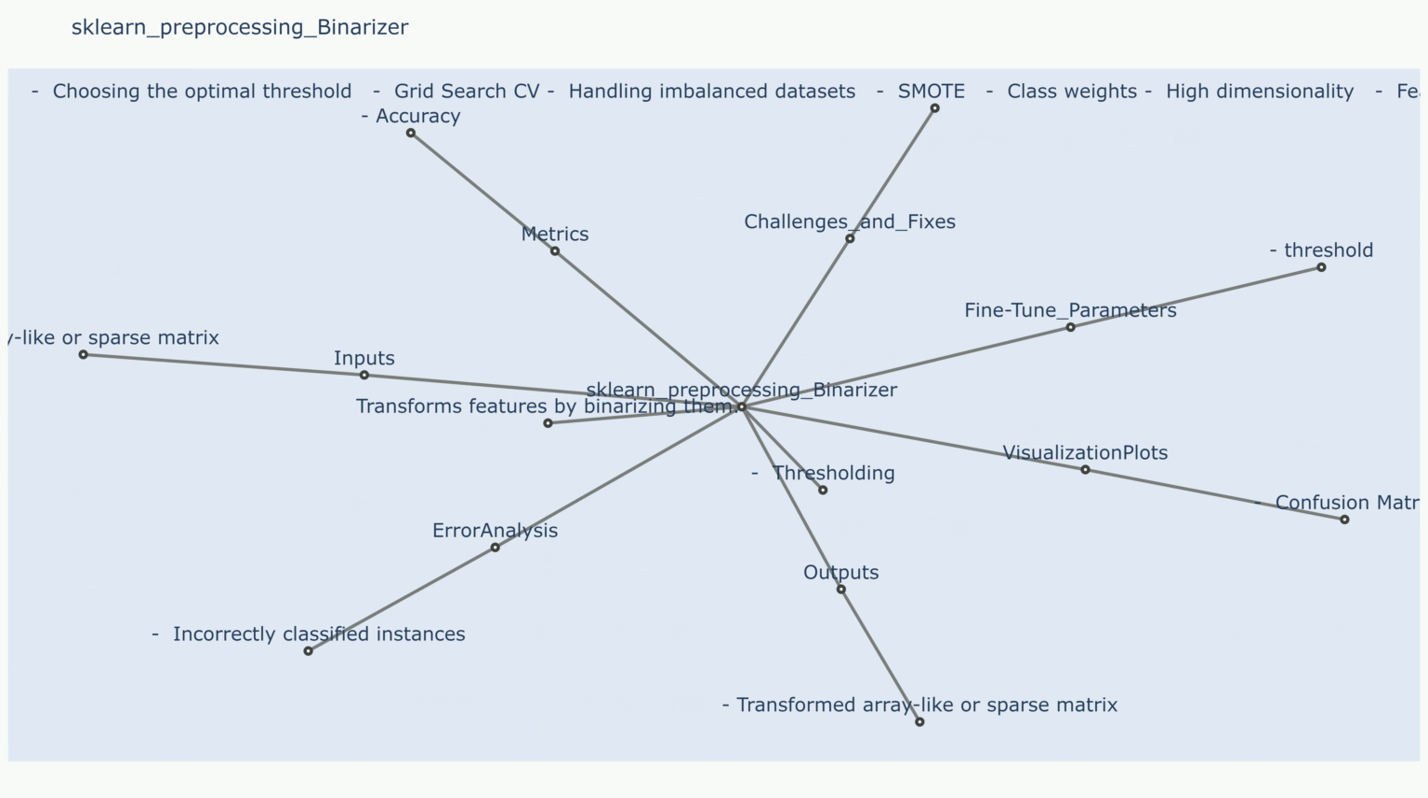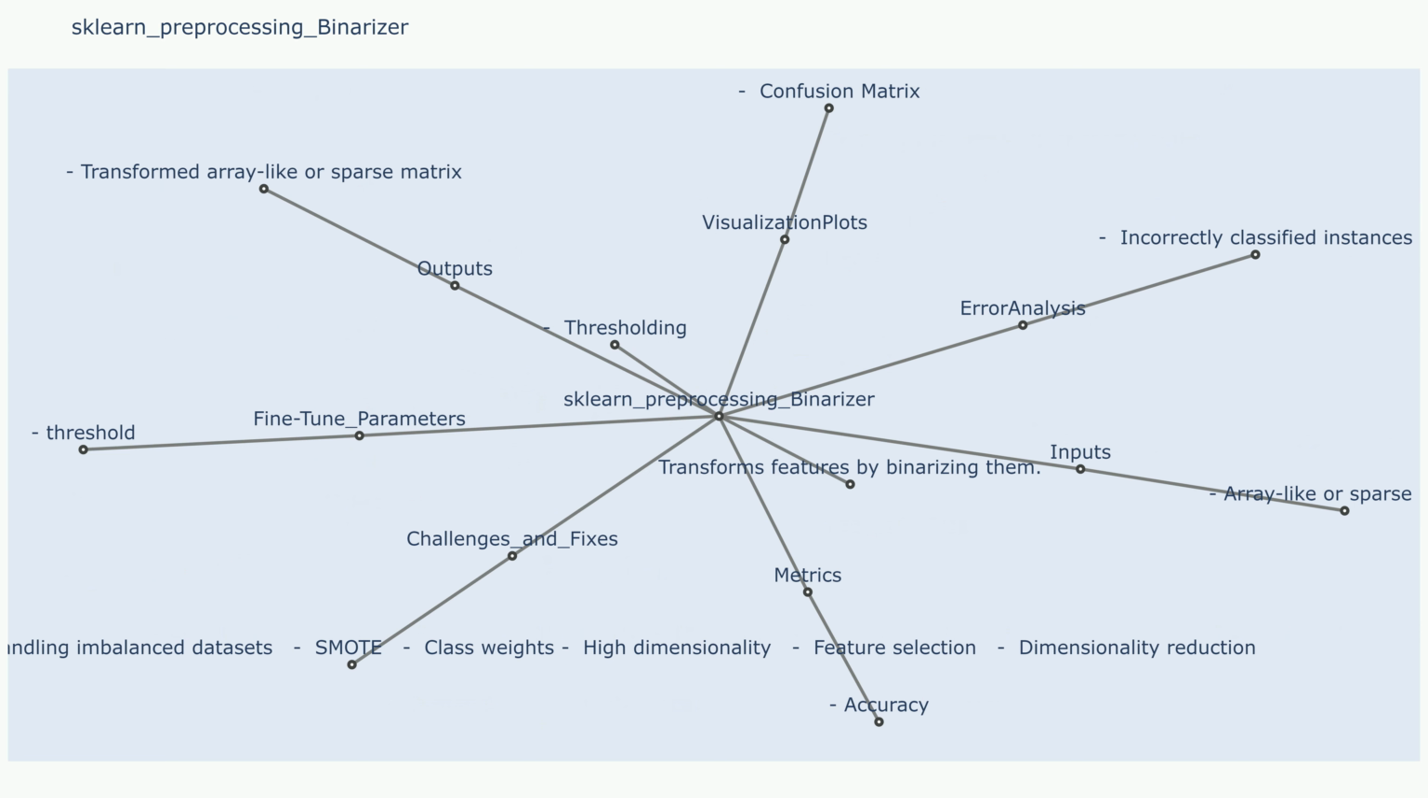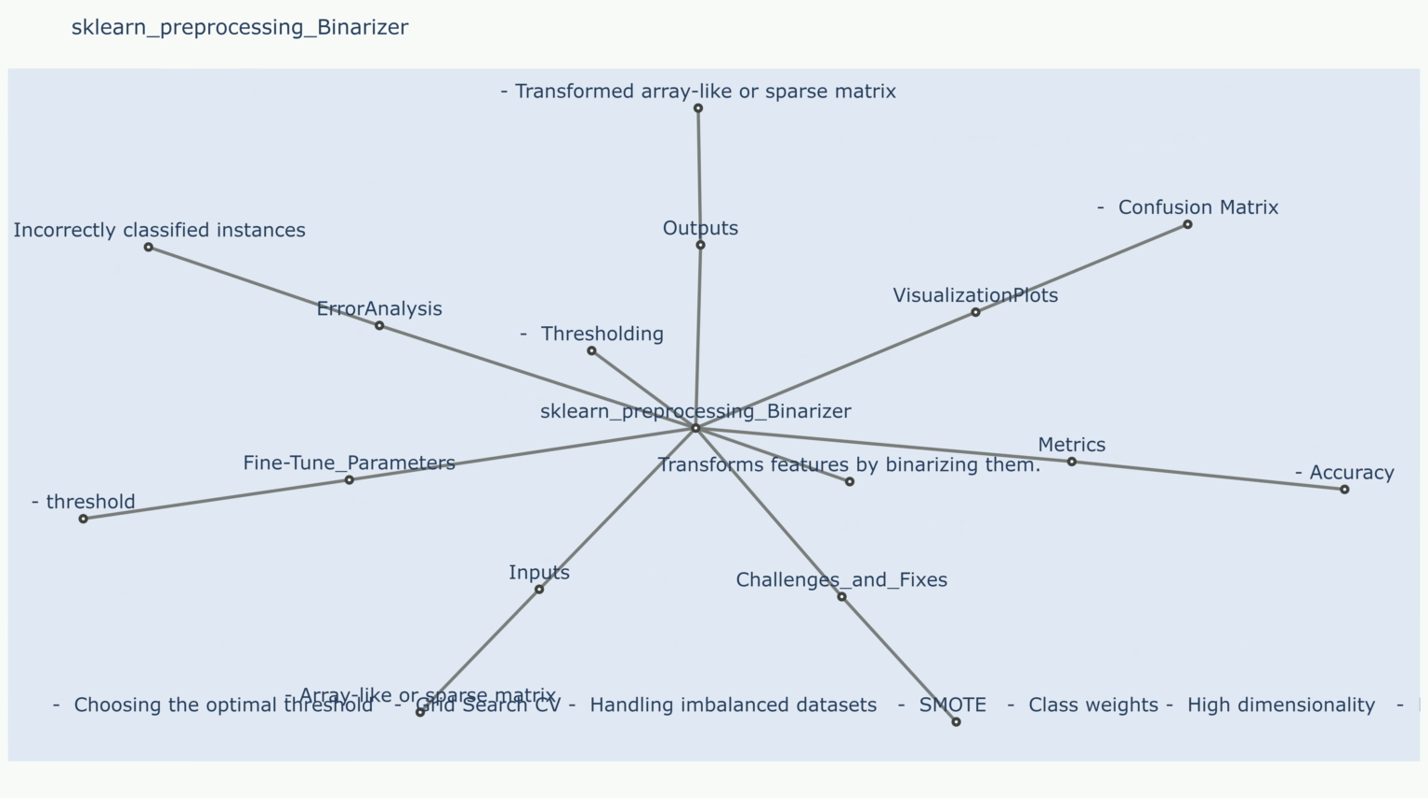relative to the threshold. Inputs: X, a NumPy array or pandas DataFrame containing the numerical features that need to be binarized. Threshold, a float value defining the threshold for binarization. If a feature value is greater than or equal to the threshold, it is converted to 1, otherwise, it is converted to 0. By default, the threshold is 0.0.